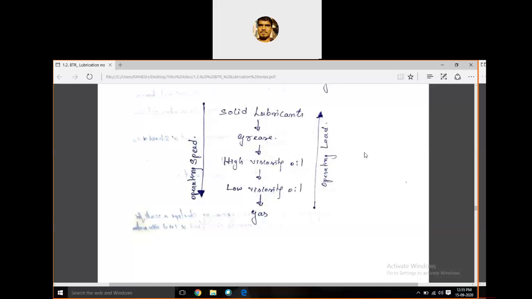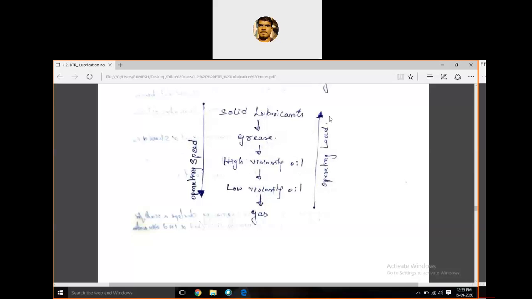Based on the flow, we selected first the solid lubricant. It is impossible to flow. Next, grease, somewhat okay. High viscosity, it can flow, and low viscosity, it can easily flow. Gas, of course, we know has very little viscosity and can easily flow. This is the chart, and it relates to the operating speed and load.